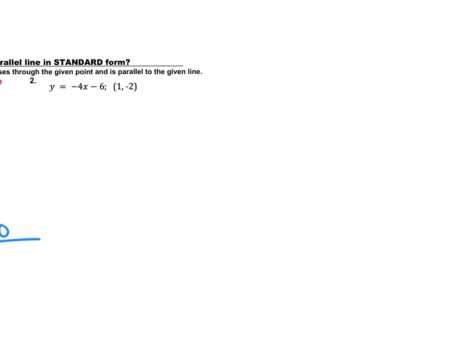All right, so we're going to write an equation in standard form. Let's put our standard form right here: ax plus by is equal to c. It is going to be parallel to this line right here. So I'm going to identify my slope, and our x and our y.